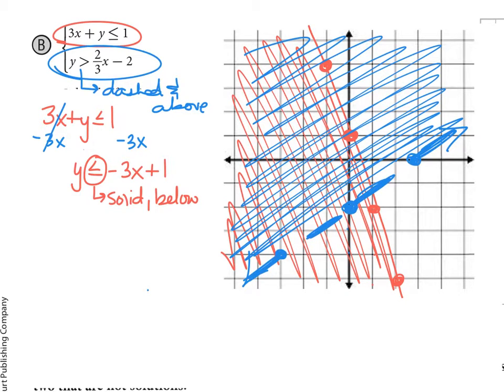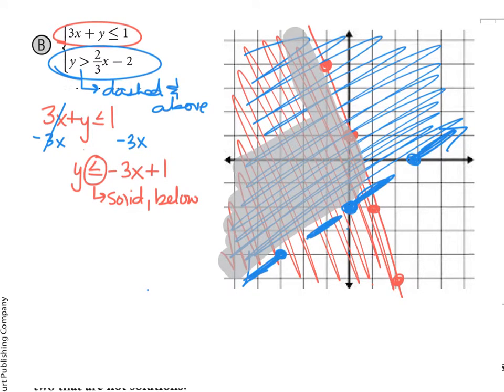So tomorrow in class, we'll use colored pencils to see this area a little bit more easily. But you should see that your solution area is this section in this corner where everything is overlapping. One thing that you do need to be able to do is name 2 points that are solutions and 2 that are not.